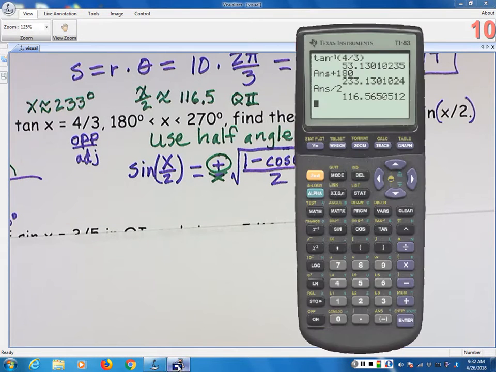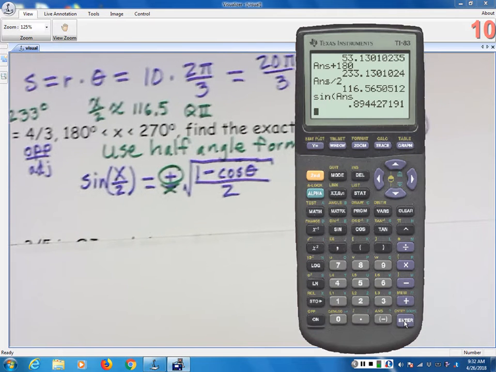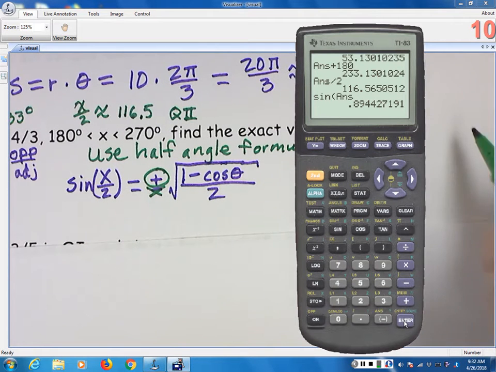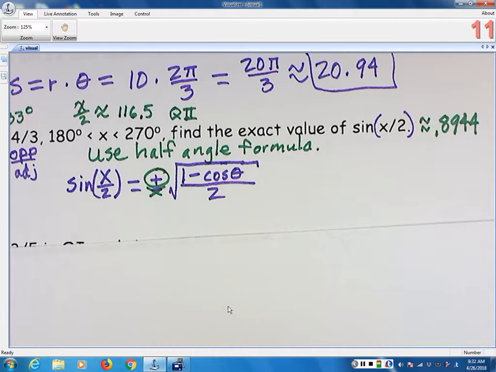So I could then find sine of that answer. The answer is going to be, once we find it, approximately 0.8944. That's the approximate answer. So now you're working a final and you can figure out the approximate answer by using that tangent inverse.